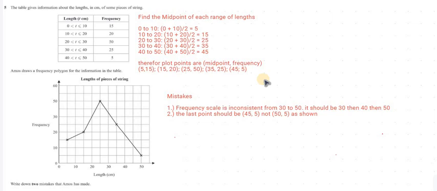Okay? Things to always check on a graph. Make sure the scale is correct and consistent. Make sure all the plot points are plotted correctly and the right line is used. For a frequency polygon, it's straight lines. For some graphs, you need to use a curved line. Okay?